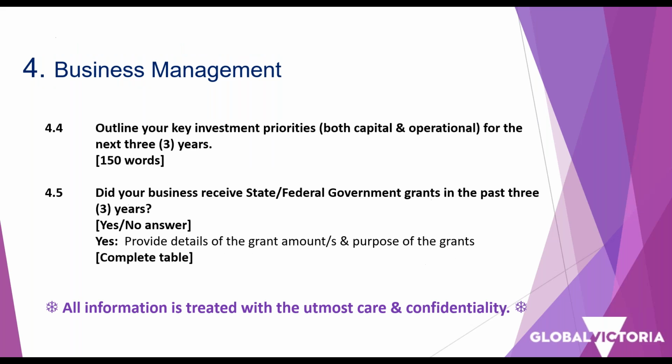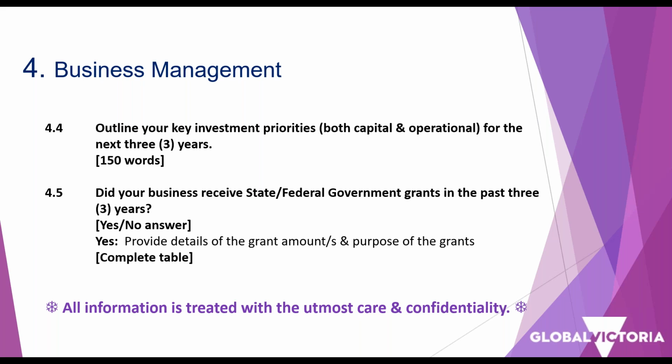The next component of the business management question, 4.4, asks you to outline your key investment priorities, both capital and operational, for the next 3 years. This question, again, is a new question for 2019. This question has not been asked in the past. So if you have entered in the past and you are copying and pasting bits of information, please note that you haven't answered this question before.